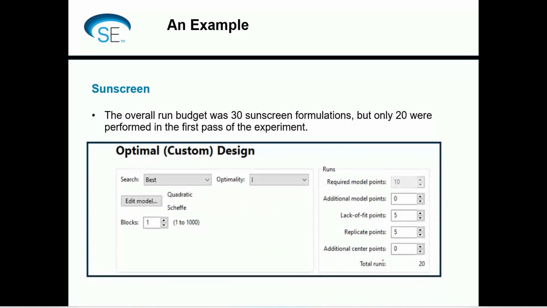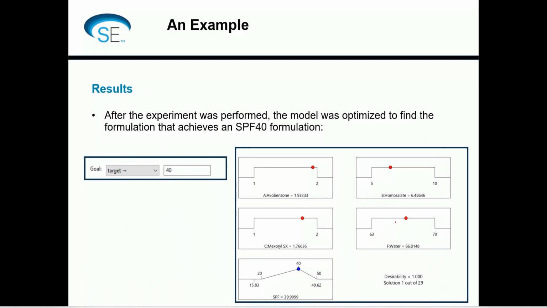The overall run budget was 30 sunscreen formulations. But what they did here is they only did 20 of them in the first pass of the experiment. They basically did the minimum number of model points, which is 10, and then they added the 5 lack of fit points and 5 replicate points. They figured, well, we have a run budget of 30, but 20 is a good starting point, so why not start there and see what happens?